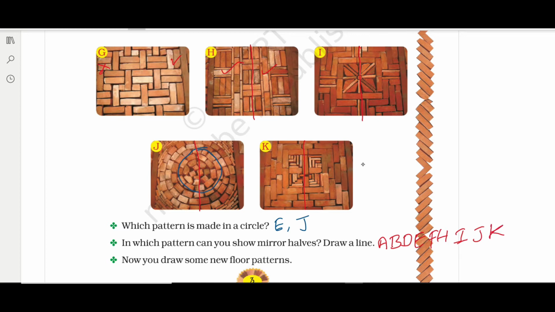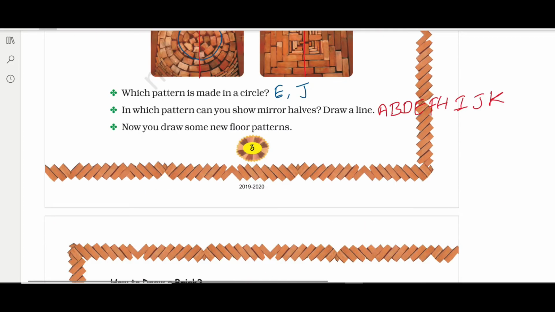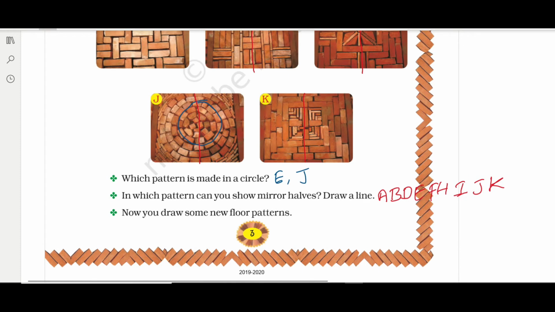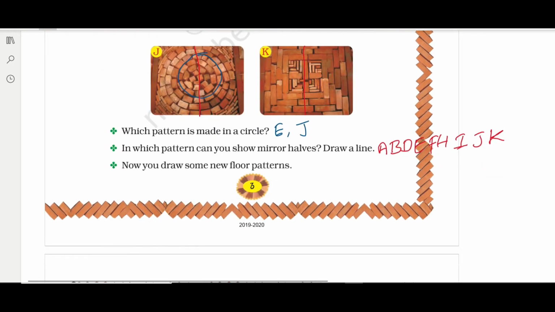So now you draw some new floor patterns. This question is for us to draw the new floor patterns. So now you can show your creativity and draw floor patterns on your own. So choose any pick from this and take it as a reference, and then try to draw it.